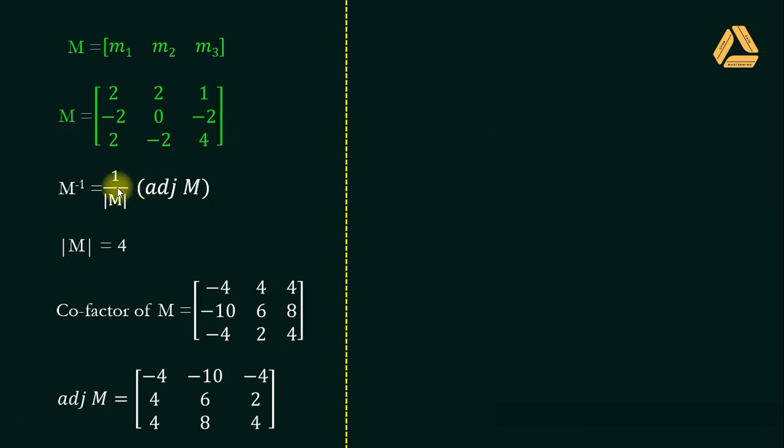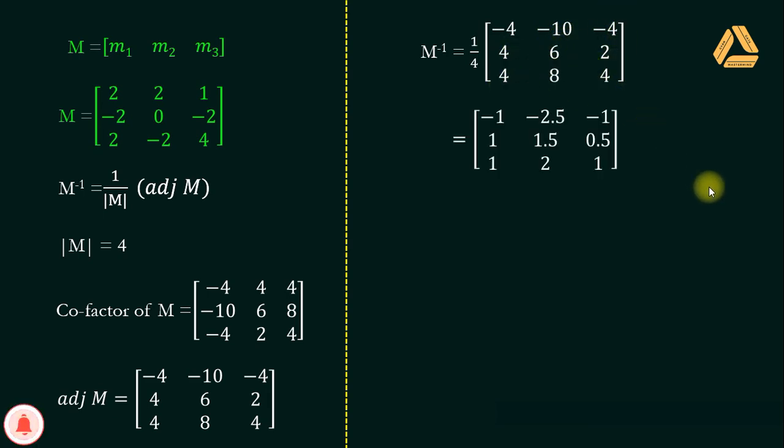For finding M inverse, the formula is 1 by determinant of M into adjoint of M, and the determinant of M is 4. The cofactor of M, you will get this one, and taking the transpose you will get this one. So this is the adjoint of M. So the M inverse is given by 1 by 4, minus 4, minus 10, minus 4, 4, 6, 2, 4, 8, 4. By taking the 1 by 4 inside, you will get this matrix.